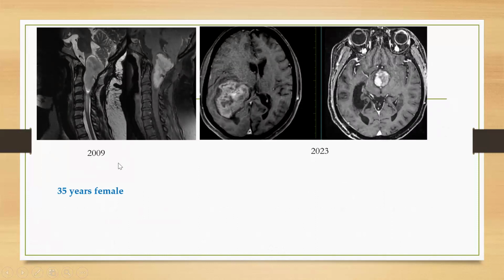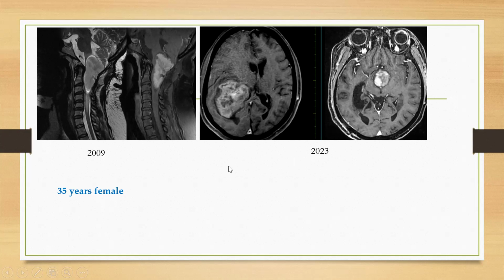Another case. This case initially presented in 2009 with a large mass lesion in the medulla and cervical spinal cord, and it is a well-defined lesion with significant enhancement. In 2009 it was operated and the histopathology was characterized as ependymoma, and it was treated. After several years, the patient had metastasis in the ventricle and in the suprasellar region, and a re-excision was done.